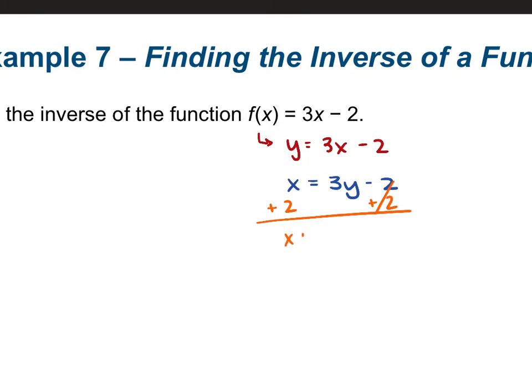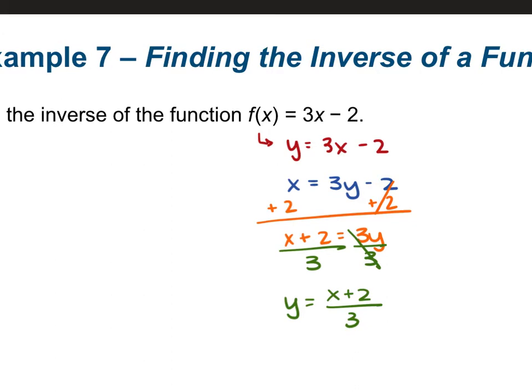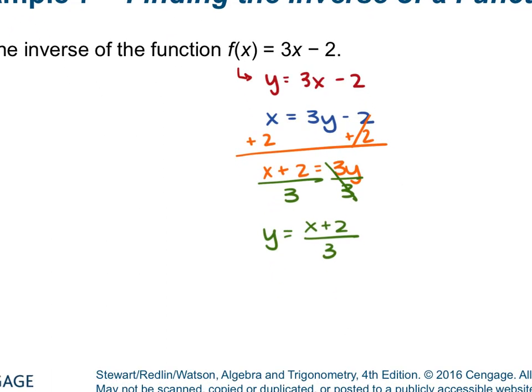This gives us x plus 2 is equal to 3y. Then we divide each side by that 3 to get y by itself, and we get that y is equal to x plus 2 over 3. Last step, rewrite the equation as f to the negative 1 of x is equal to. So that y becomes f to the negative 1 of x, keep everything else, is equal to x plus 2 all over 3.